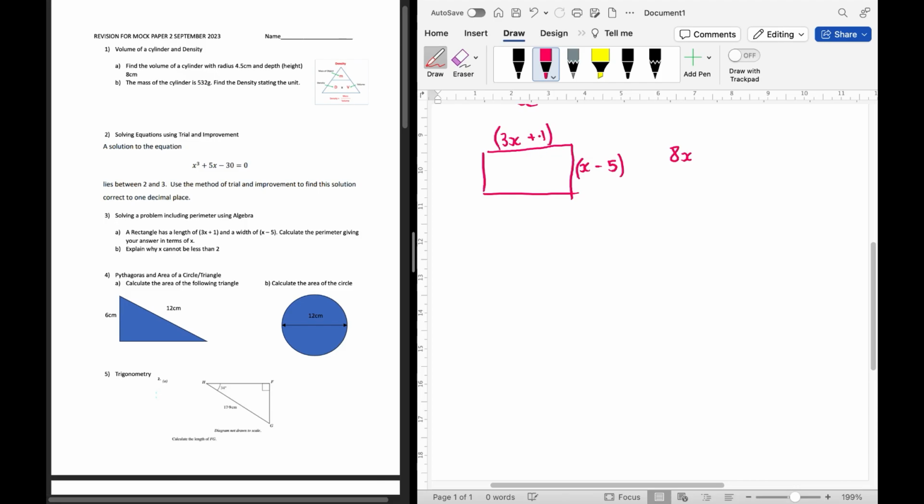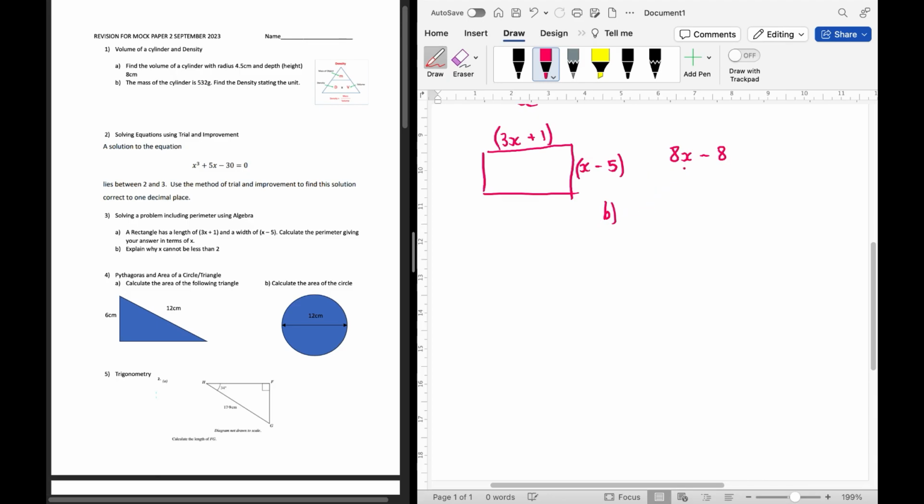Then number-wise, we've got a plus 1 on top and bottom, so plus 2 together, and a minus 5 on left and right, so minus 10, and plus 2 minus 10 is minus 8. So the perimeter of that rectangle is 8 times x, take away 8. We don't know the value of x, but whatever x is, we would substitute it in there to work out the perimeter. So based on that, why can x not be less than 2?